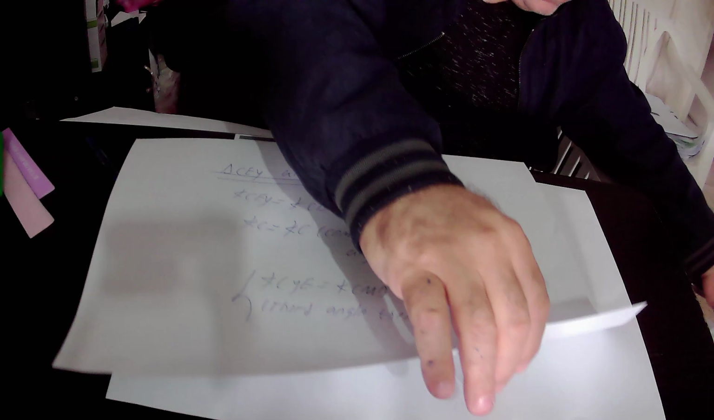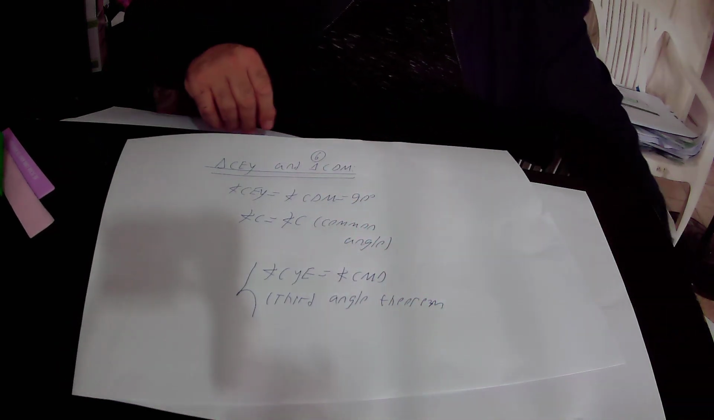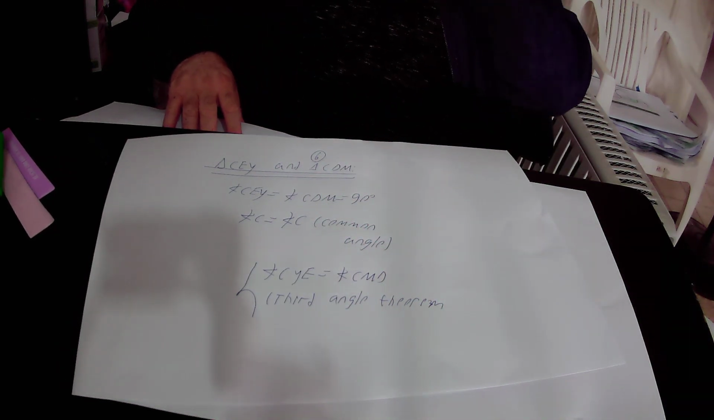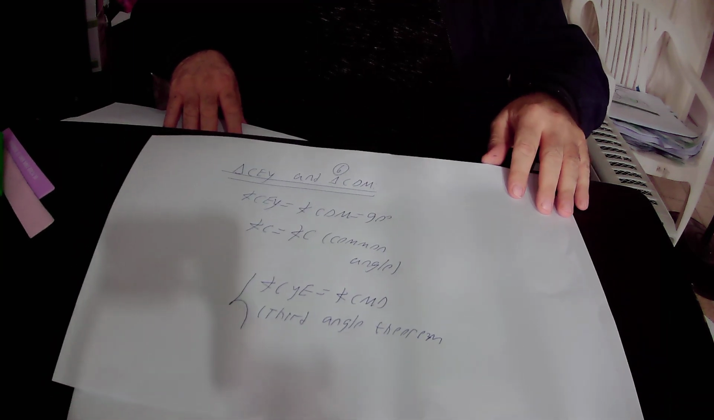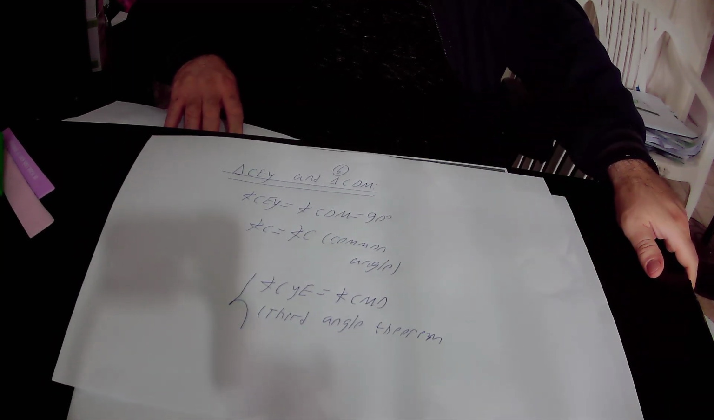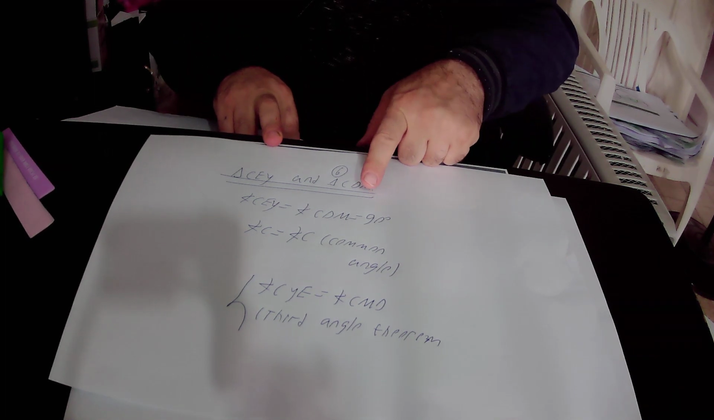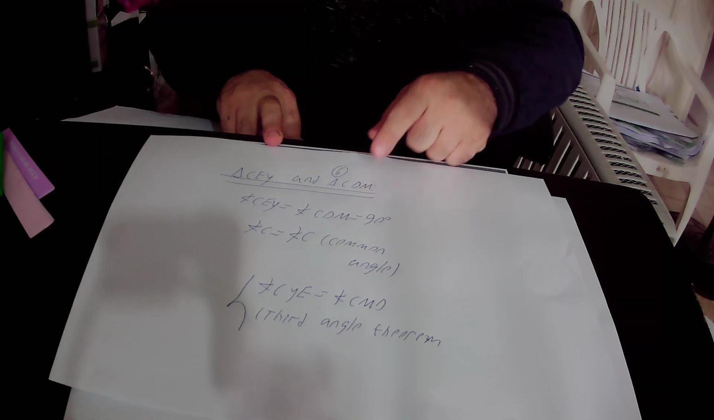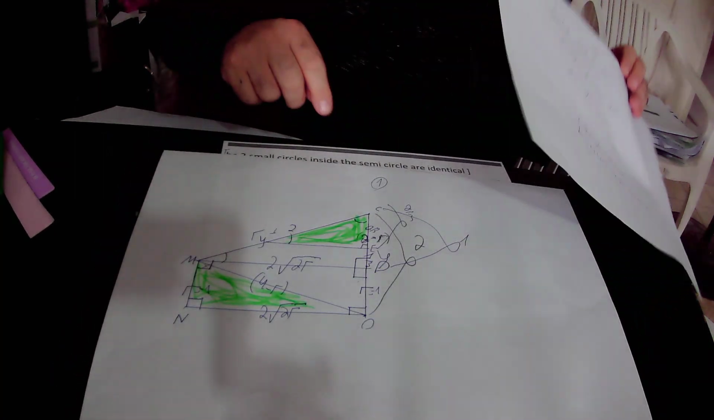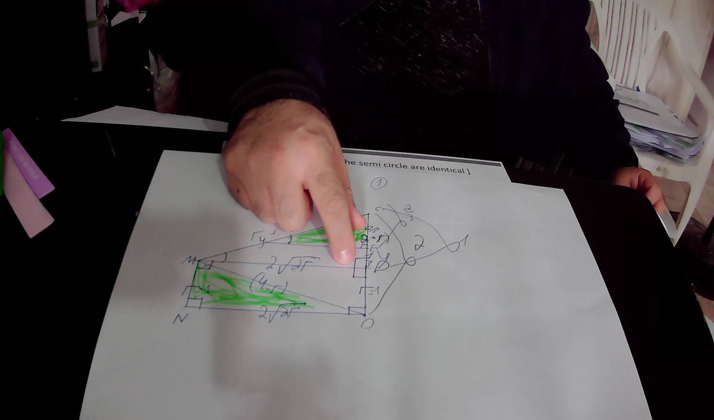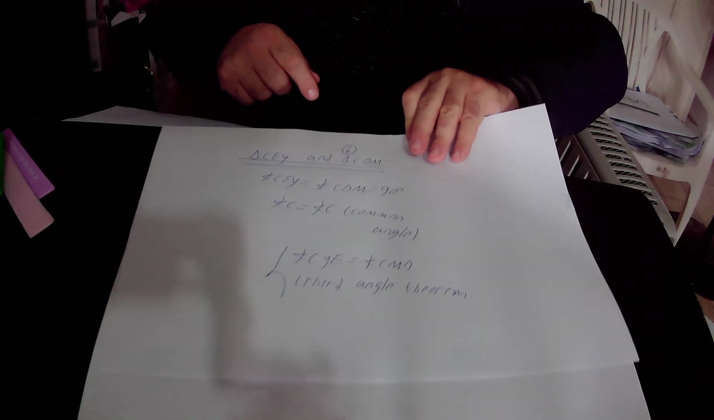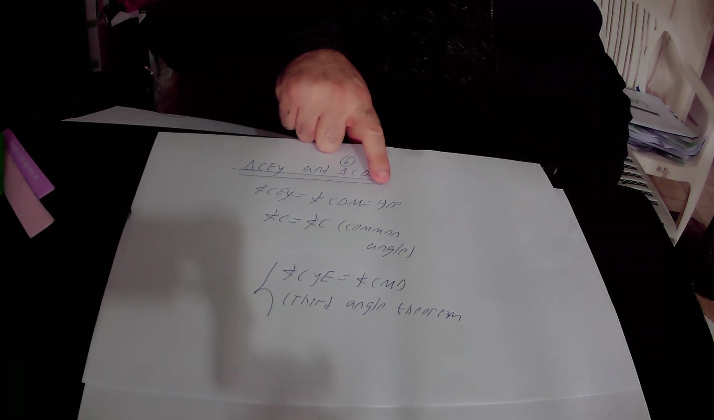Then we actually proved that triangle CEY, that is a right triangle, is similar to triangle CDM, that is also a right triangle. We proved that those two triangles are similar to each other. Why? First of all, they have two right angles that, of course, are equal to each other. So angle CEY equals angle CDM equals 90 degrees.